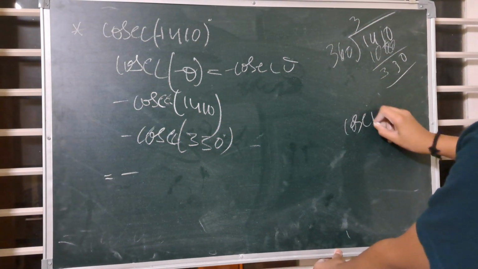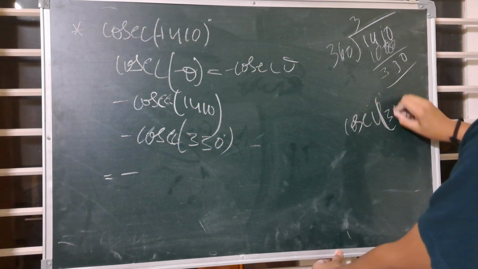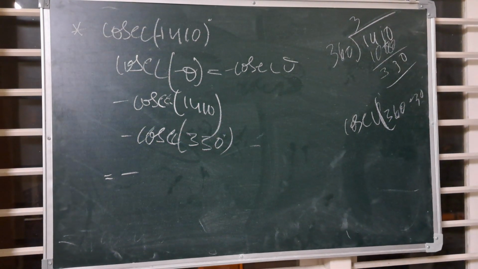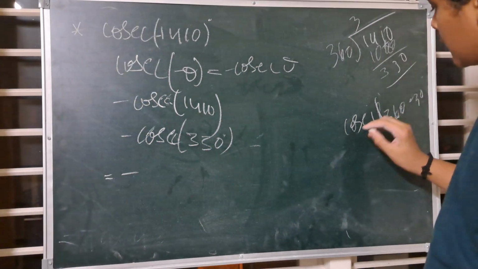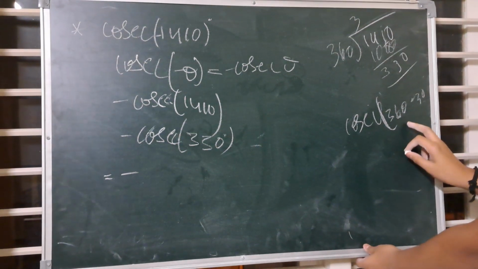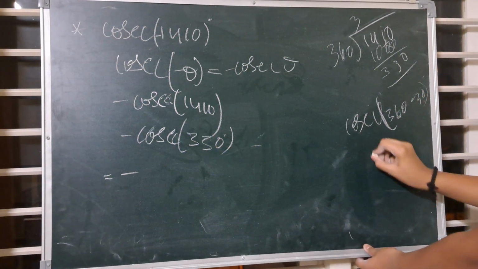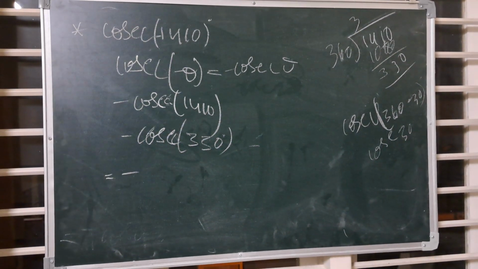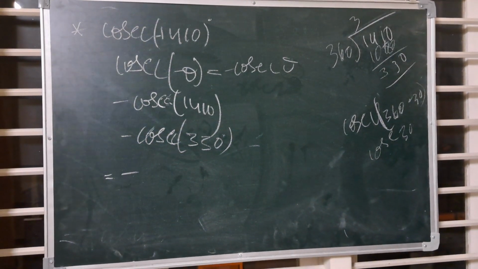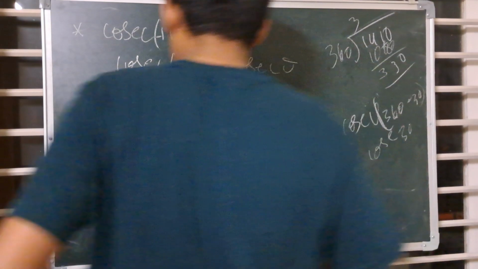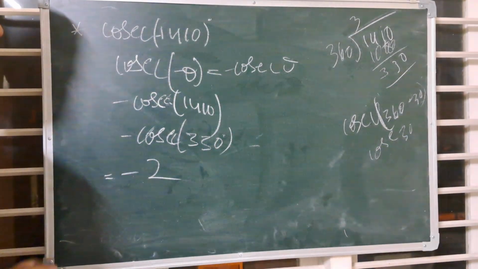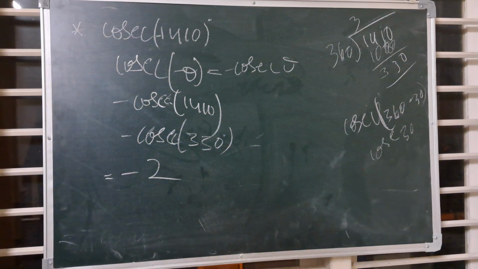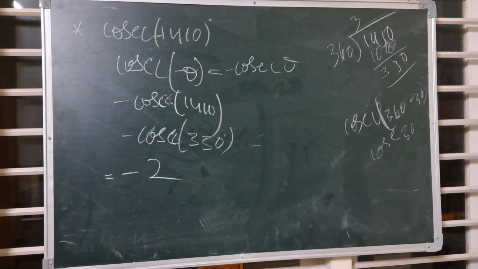Cosecant 360 minus 30, which will be 330 degree, cosecant 330. So cosecant 30, because we'll ignore this 360 and take it as cosecant 30 degree. So the value of cosecant 30 is 2. So the answer is minus 2.